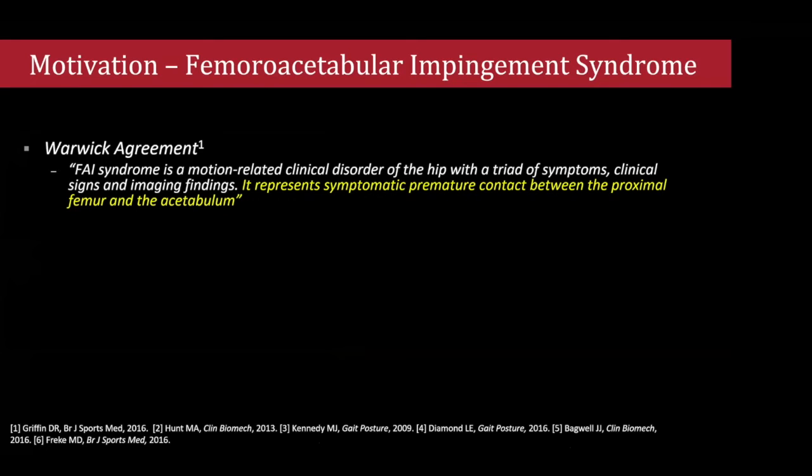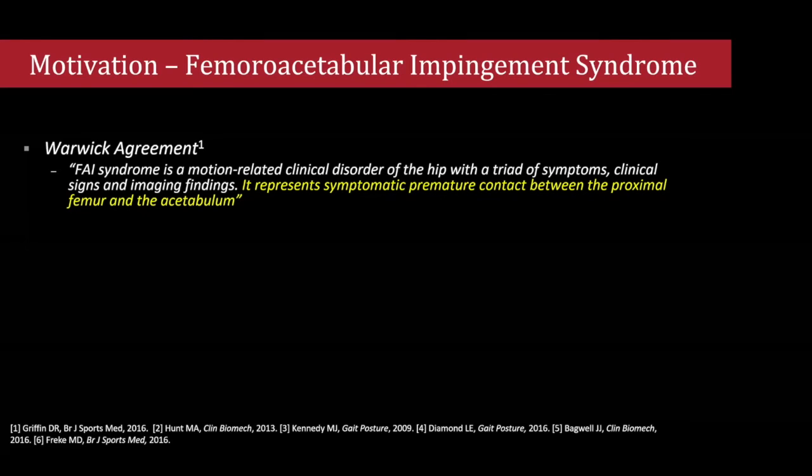More recently, there was international consensus in terms of FAI, defining the condition and discussing the different treatment options. From this paper, it was agreed that FAI syndrome is a motion-related clinical disorder of the hip with a triad of symptoms, clinical signs, and imaging findings. So it's not just that you have the deformity, you have to have symptoms as well as clinical signs. It's been defined as representing symptomatic premature contact between the proximal femur and the acetabulum.